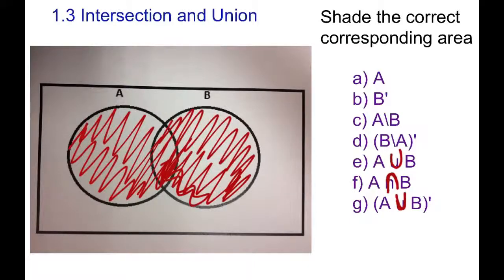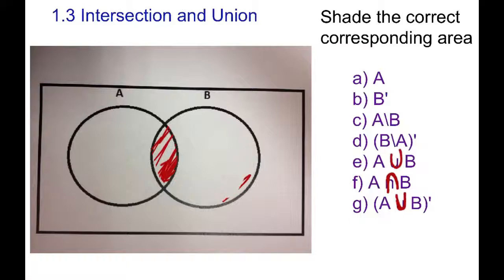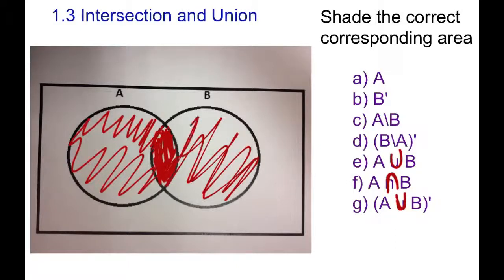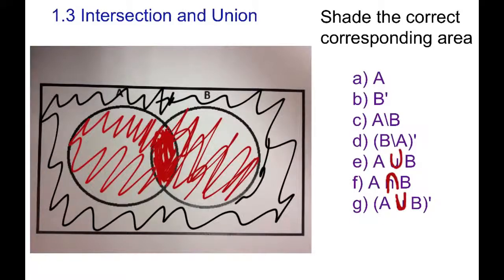Then for letter F, it was A intersection B. So remember that intersection means and, that's where the overlap part is. So A intersection B would be just the overlap. Okay, so it should look just like that. So A intersection B would be just those two overlapping parts. And the last one, letter G, A union B complement. So it'll be the same as E, right? E, A union B, was just all of the circles. So in this case, the complement then would be everything outside the circle. So it'd be all of the box without the circles included.